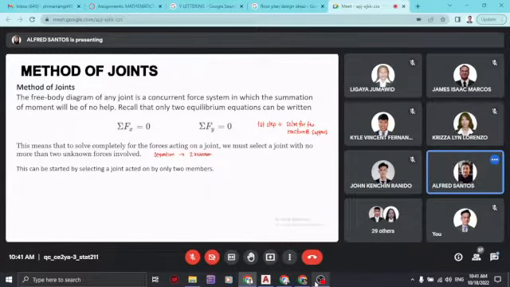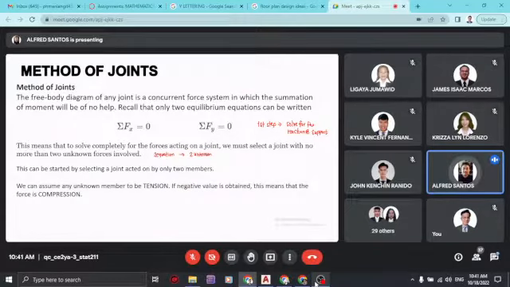Okay? And then, since ang goal natin is malaman kung tension ba or compression yung mga members ng trusses, pati yung forces na nag-a-act sa kanya, i-assume muna natin na lahat ng members are in tension. Okay? So, kung positive yung makukuha nating value, it means tension siya. And then, kung negative naman yung value na makukuha natin upon calculation, this means that the force is in compression, or yung member natin is a compression member.